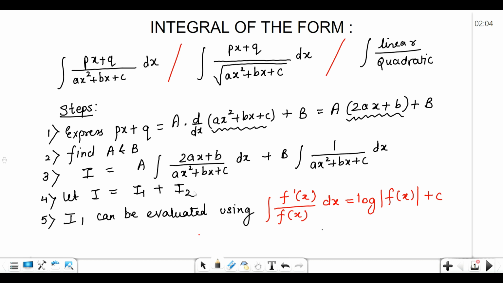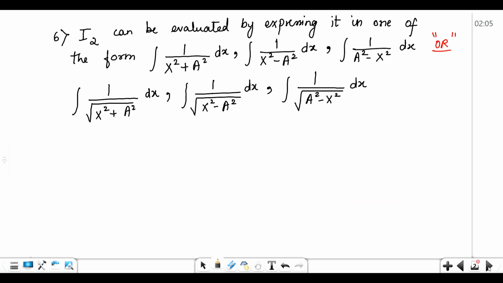The first can be evaluated using the property that the integration of f'(x) upon f(x), where in the numerator you have the derivative and in the denominator you have the actual function, gives the log of the function. Now I2 can be evaluated by expressing it in one of the standard forms.